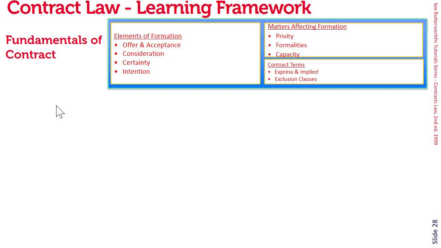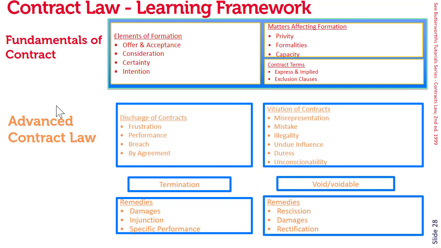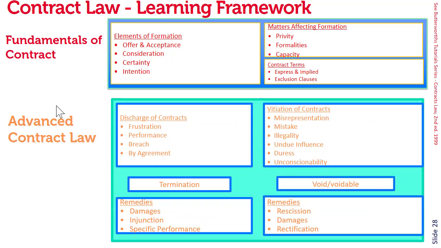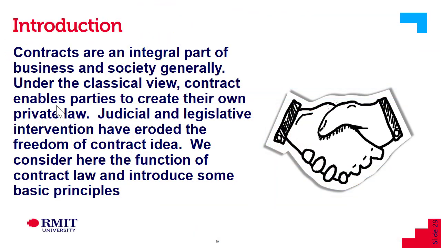So they are the things that we do in fundamentals of contract law. In advance, you're going to look at all these other things. I'm not even going to list them here because we will run out of time. But we're going to talk about how contracts are discharged, the vitiation of existing contracts. We're going to talk about termination and the difference between void and voidable contracts in those exit circumstances. And when I say we, I really mean you. I won't be there. But my job is to get the foundations there for you. So that's the framework.